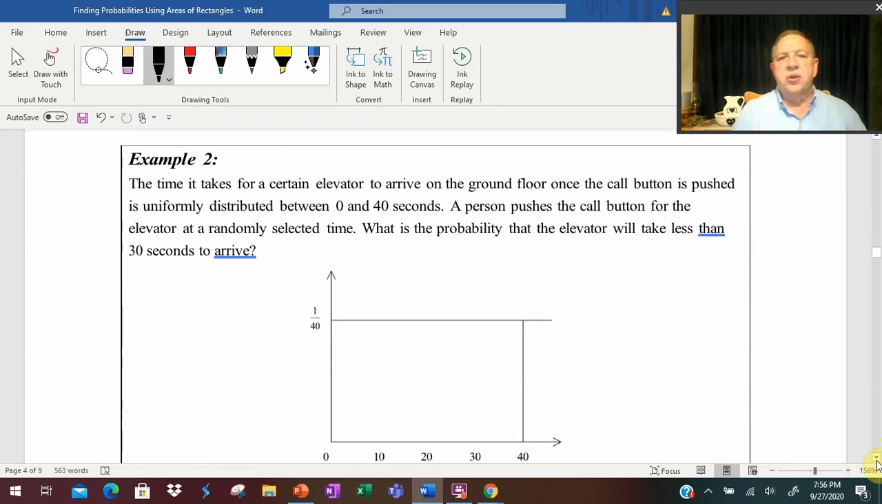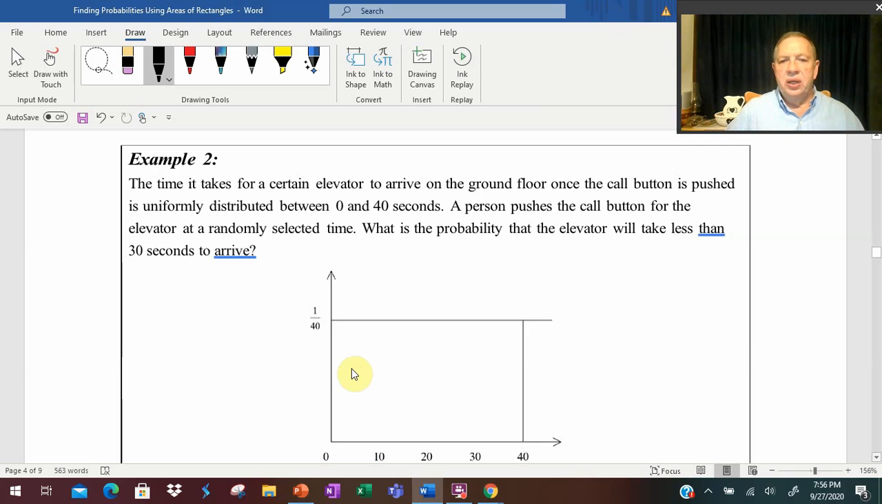So the time it takes for a certain elevator to arrive on the ground floor once the call button is pushed is uniformly distributed between 0 and 40 seconds. Okay, it could be any time between here, a person may come and hit it, and then it may be already on the ground floor, or it may be up at the top, and anywhere in between, just equally likely to be anywhere in between there. So a person pushes the call button for the elevator at a randomly selected time. What is the probability that the elevator will take less than 30 seconds to arrive?